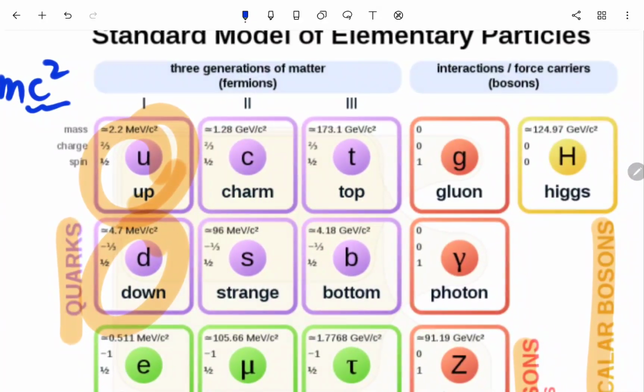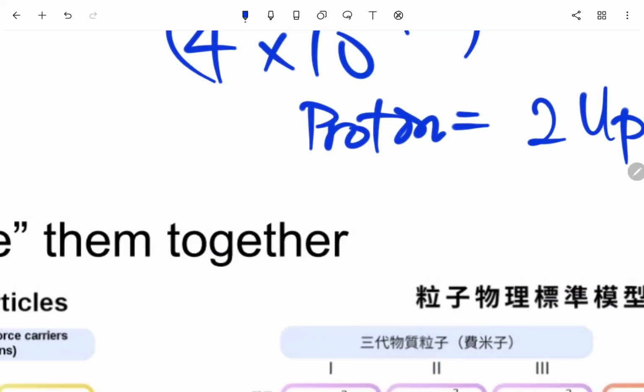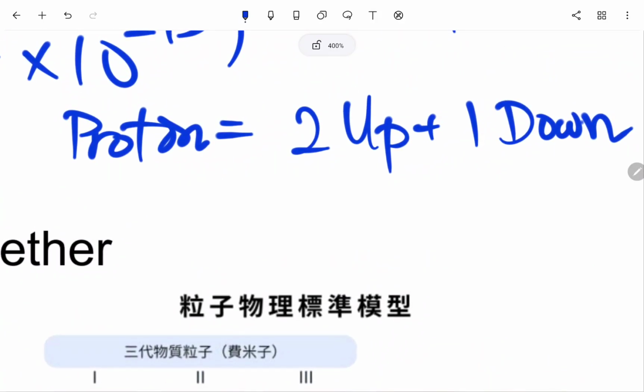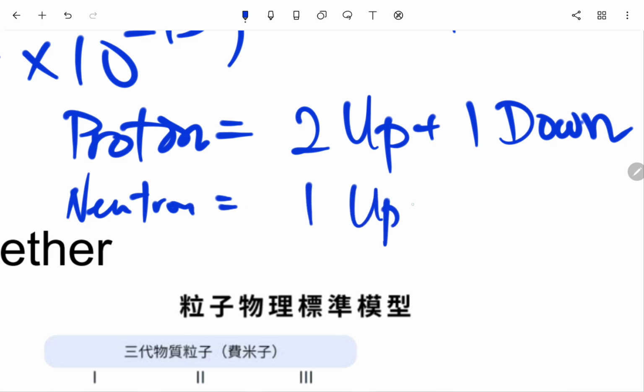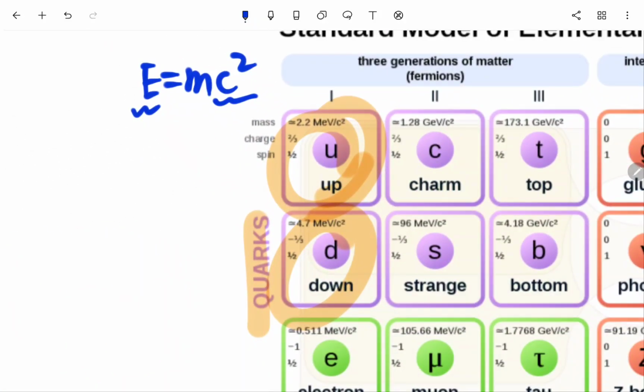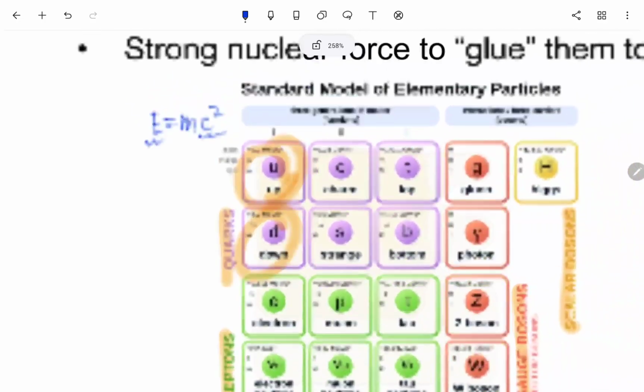If it's a proton, it's 2 up and 1 down, and if it is a neutron, it will be 1 up plus 2 down. So let's check the charge. 1 up is 2/3, and 1 down is negative 1/3, multiplied by 2 is negative 2/3. 2/3 minus 2/3 is 0. So the charge amount is okay.